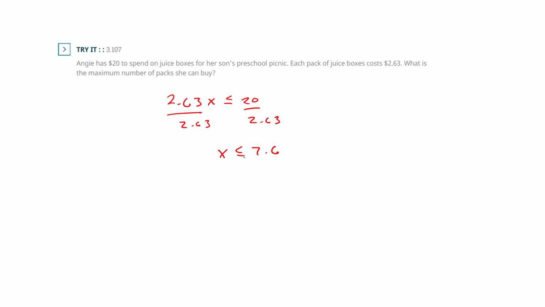So when I divide this, I get 7.6. Well, you can't have part of a juice box, and you can't go up, because if you round up, that's more than we're allowed to have. So we're going to round it down to 7. So we can have whole juice boxes.